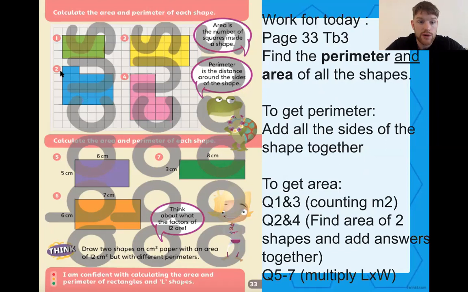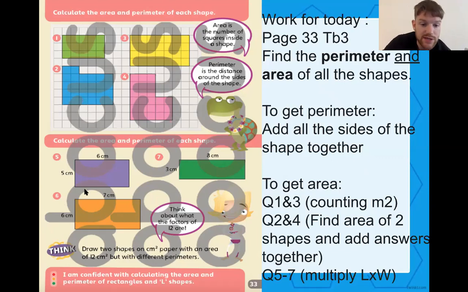Question 3 is the same. There will be 4 sides. Question 2 and question 4 are irregular shapes, so they'll have more than 4 sides. So for example, in question 2, here we have 1 side, 2 sides, 3 sides, 4 sides, 5 sides, 6 sides on the outside. All right, so just be careful with that. So to get the perimeter, you add all the sides of the shape together. Simple. Add all of the sides on the outside of the shape together.